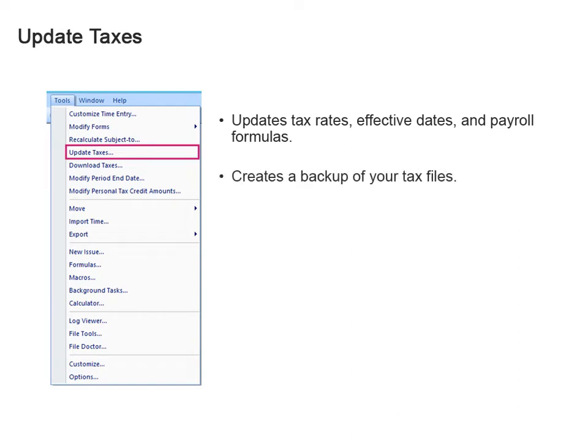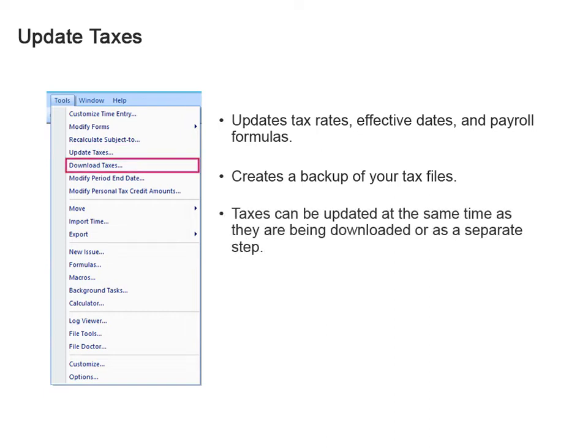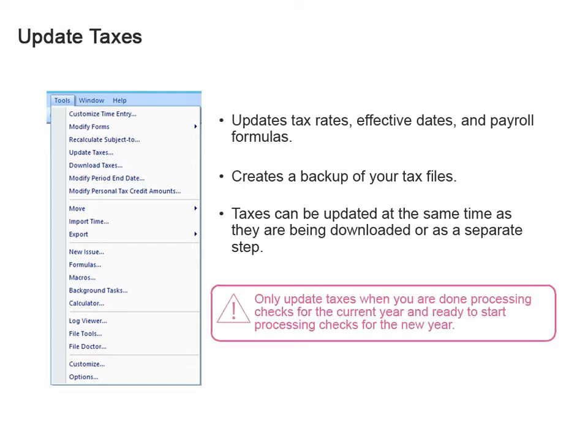This command automatically backs up your existing taxes just in case you need to restore them. If I don't download the taxes until I'm ready to use them, can I download and update the taxes at the same time? You can. You can choose to update taxes with the Download Taxes command. But remember, once you update taxes, the changes are effective the very next time you process payroll, regardless of the effective date on the tax table or the date on the check. Okay. Only update taxes when I'm ready to use them.